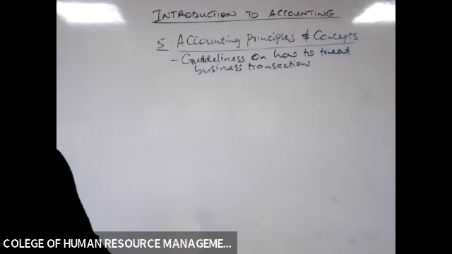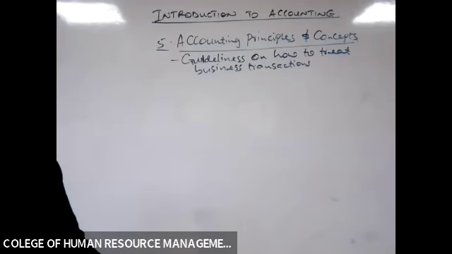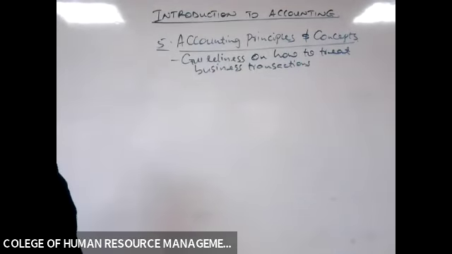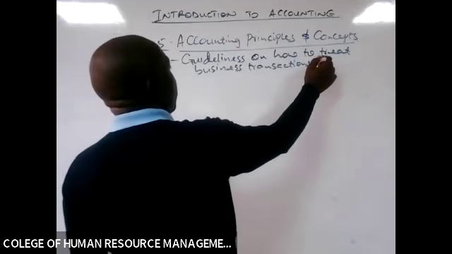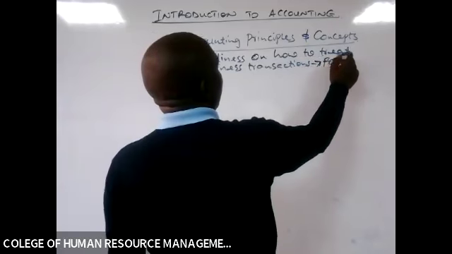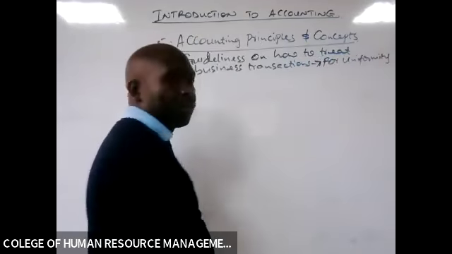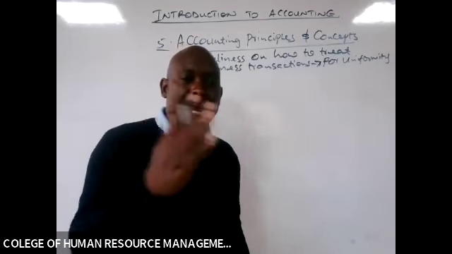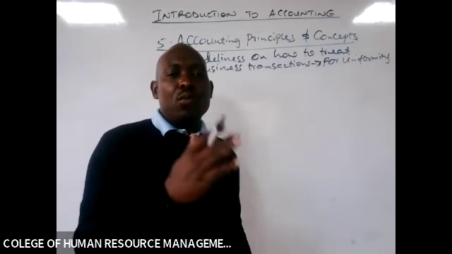There are guidelines on how to treat business transactions as they occur in the business. And these guidelines, they are meant to make sure that there is uniformity. When we have the guidelines, then it simply means that we are being guided. When we are all being guided, then we are going to do things the same way.